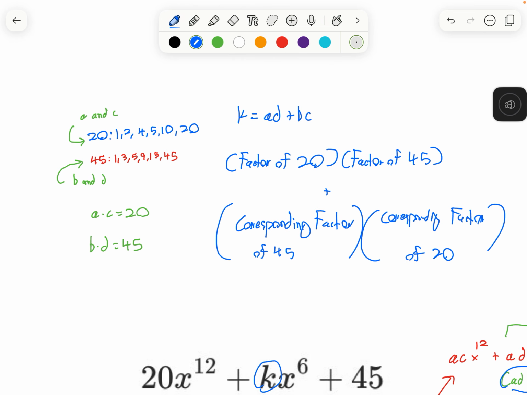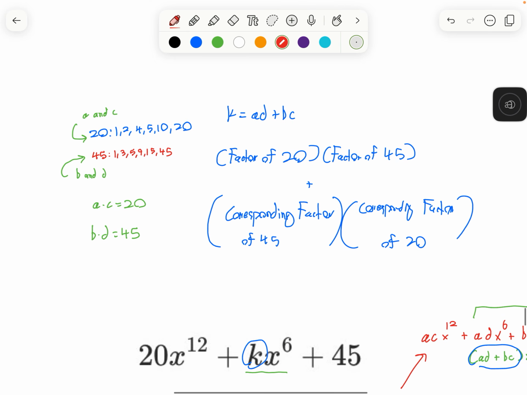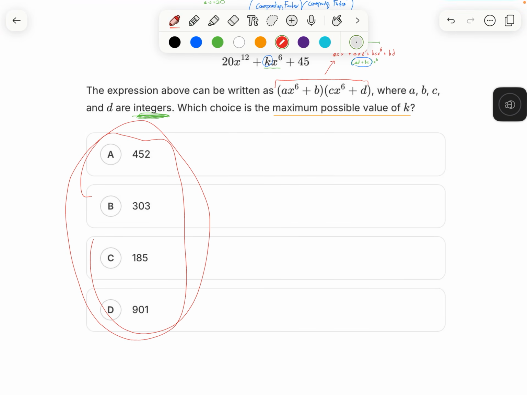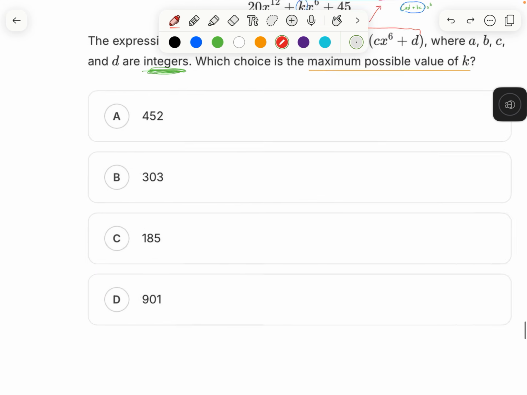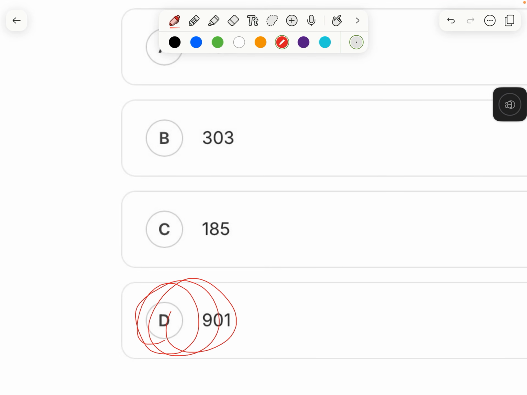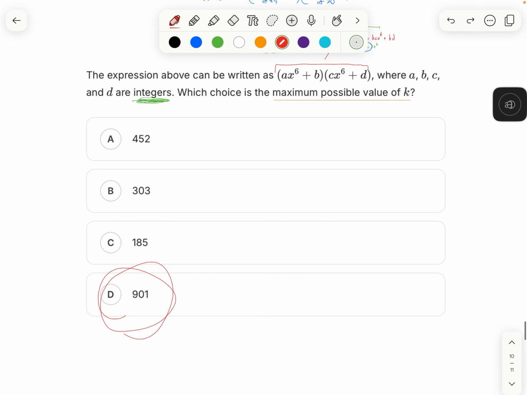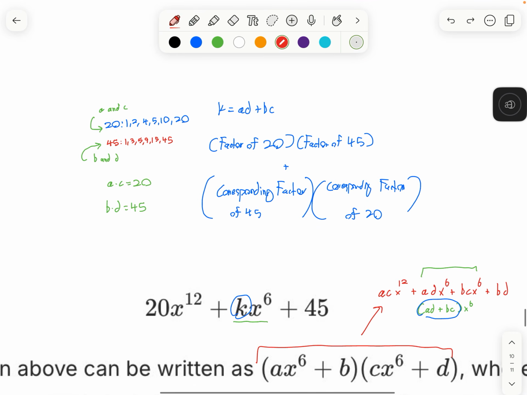How do we actually maximize it? Well, if you look at the answer choices, these are our answer choices for the maximum possible values. You'll notice that the biggest one is 901. Again, we don't know if that's the right answer, but is there any way we can get close to that number or that number itself through this specific expression here?